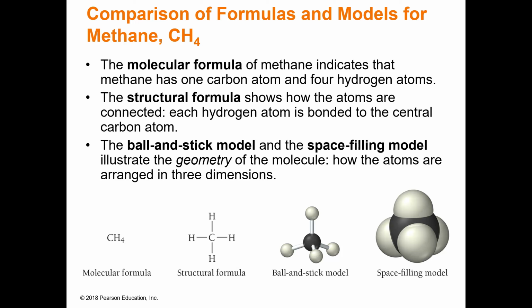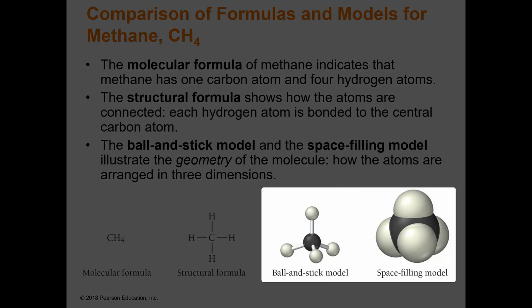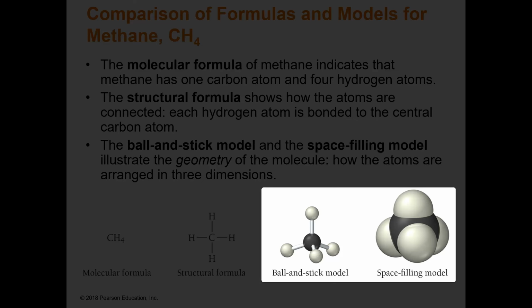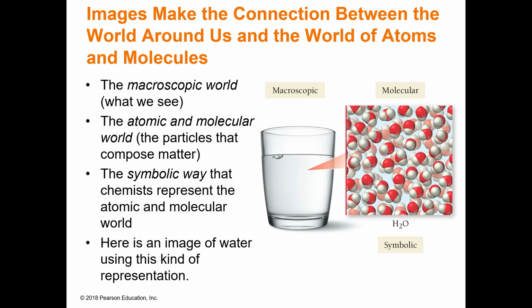Let's look at methane. Its molecular formula, CH4, tells us it has 1 carbon and 4 hydrogen atoms. The structural formula shows that each hydrogen is bonded to the carbon. The 3D models help us understand the shape of the molecule, which is important for predicting how it behaves. Chemistry connects what we see with what we can't see.